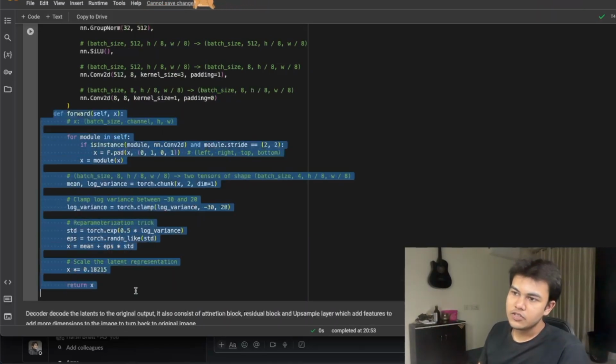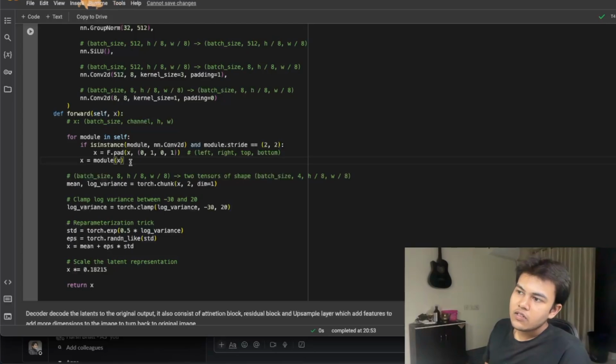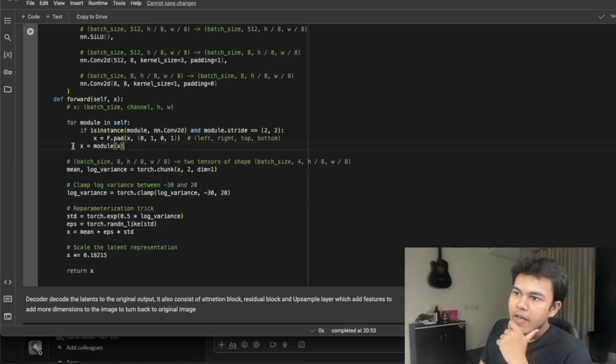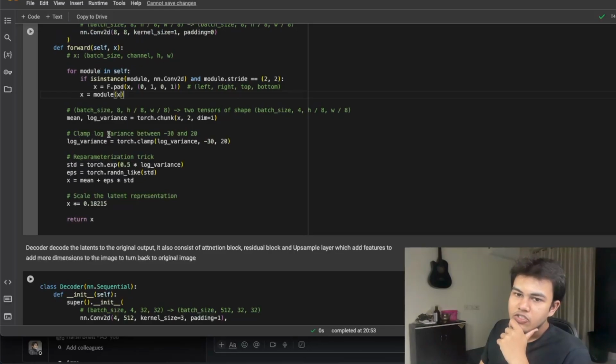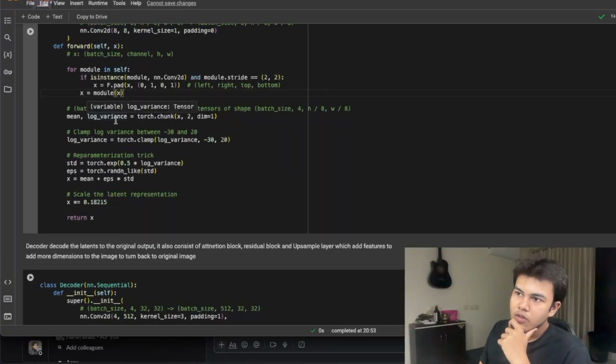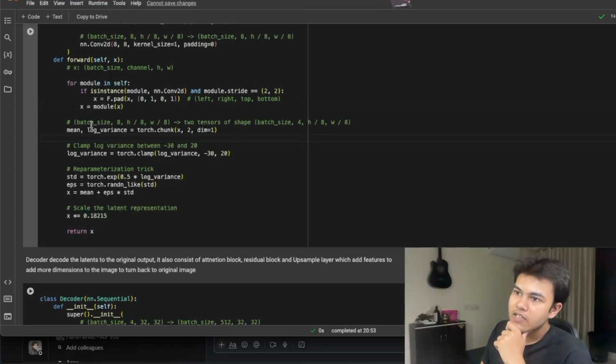In our forward function, first we are padding it. So x equals F.pad, which pads it to the right and bottom, and after that we are chunking it into the mean and variance, which is the most important part of the VAE. The initial size we had was batch size, 8, h divided by 8, w divided by 8, and then we are chunking it into 2 tensors, each with batch size and 4 dimensions, because we are just chunking it in dimension 1.